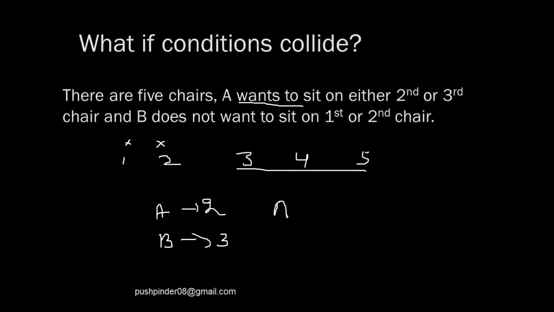Now what if A sits on the third chair? He wants to sit on either second or third. Once we make him sit on second chair, now we make him sit on the third chair. Now if he sits on the third chair, now B is only left. Now he can't sit on 1, he can't sit on 2. 3 has already been taken by A. That means there are only 2 choices left for B. Now you see the conditions are colliding. The choice of A is changing the choice for B. So that means in this kind of questions we will make cases.